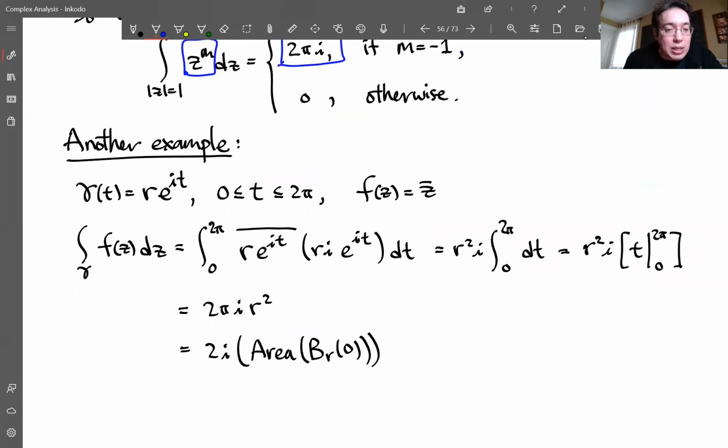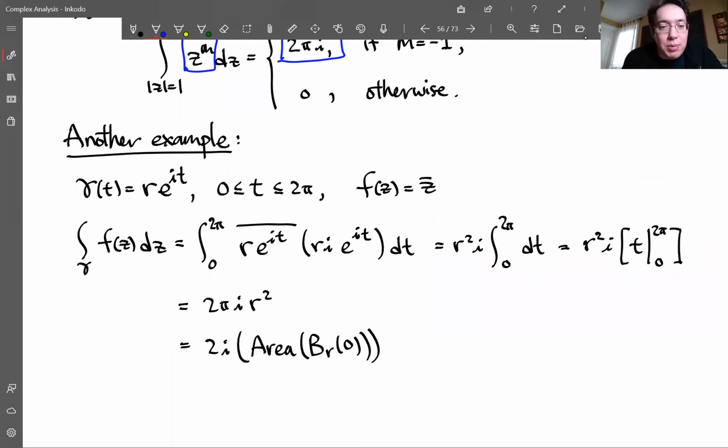Okay, let's do one more example before we end the video. We can integrate complex functions that are not analytic as well, just the same way. So let's say we're going to integrate along the curve gamma, which is a circle of radius r. And then we're going to integrate the complex conjugate function. So let's do that. If we look at the complex conjugate of r e to the it, the r is real, so the complex conjugate doesn't do anything to it.